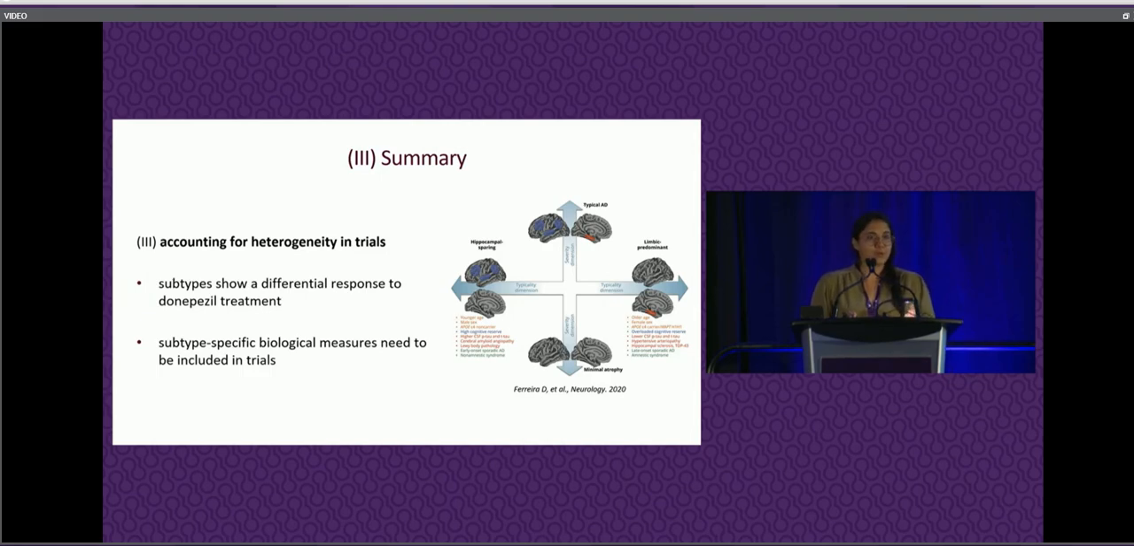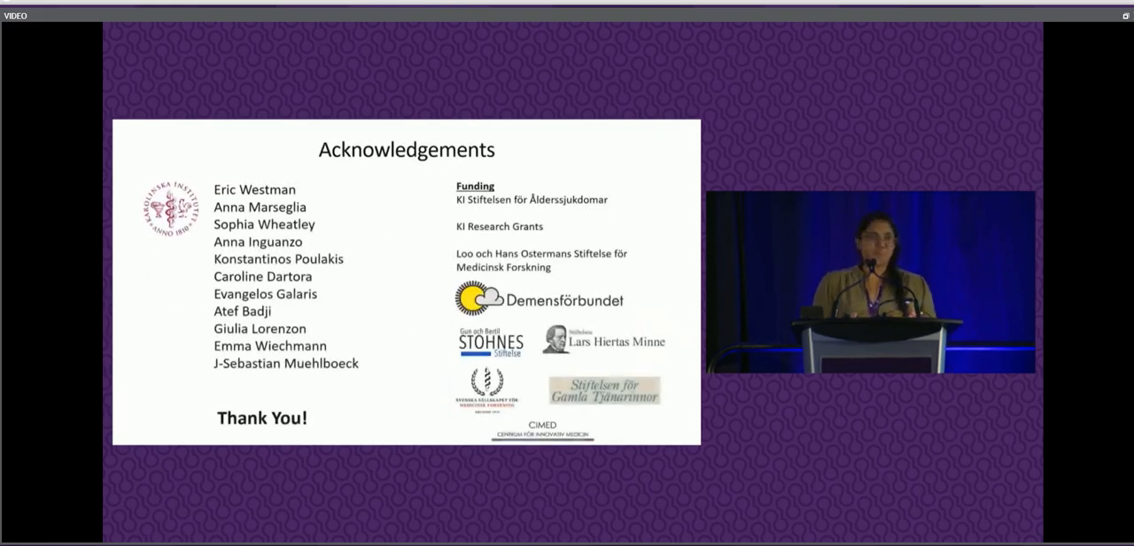And I just want to close by saying that we really need to develop such subtype-specific measures, whether clinical subtypes or biological subtypes, to really move towards precision medicine. With that, I want to thank all the members of the lab at Karolinska Institute who've contributed to these studies, all the funding sources that have supported these studies, and thank you for your attention.